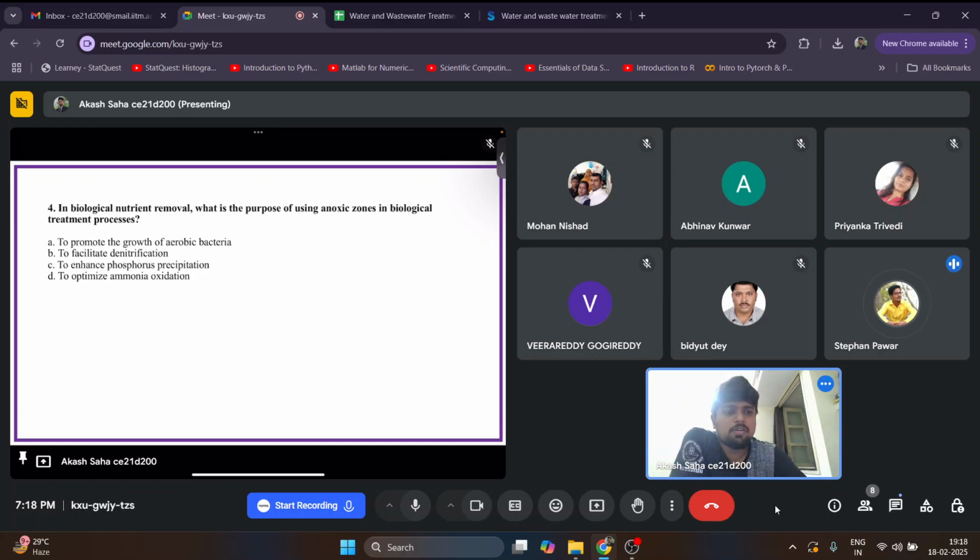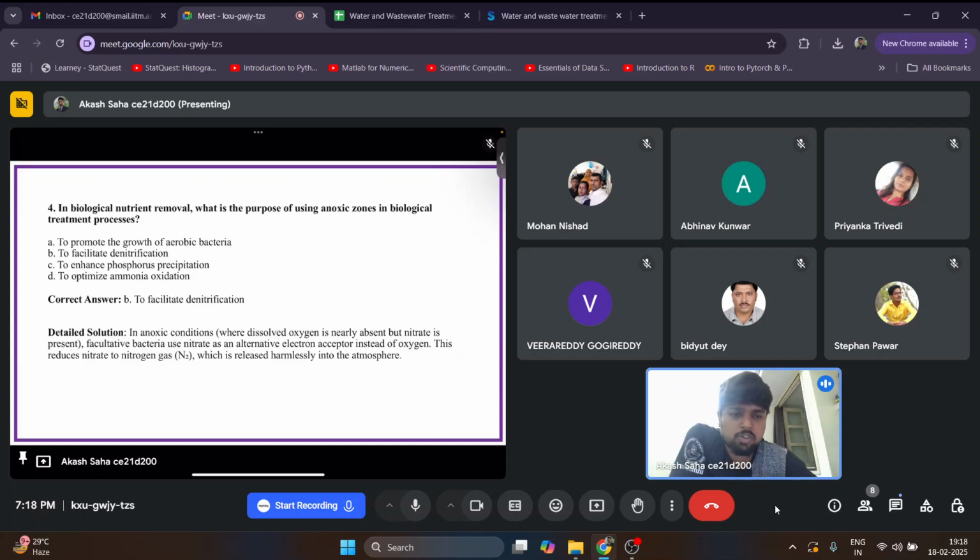Absent. Oxygen is absent, definitely. Then what is the electron acceptor? Nitrate, yes. So we have three different kinds of zones: the anaerobic, the aerobic, and the anoxic. So we need the anoxic zone for denitrification.